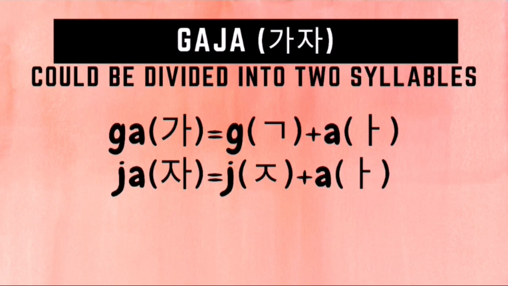This is composed of two syllables. For the first syllable ga, we need to draw first a gyuk character followed by an a character. And for the second syllable ja, we need to draw a jiat character followed by an a character.